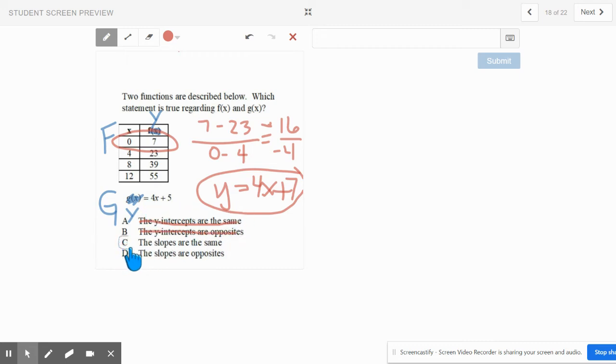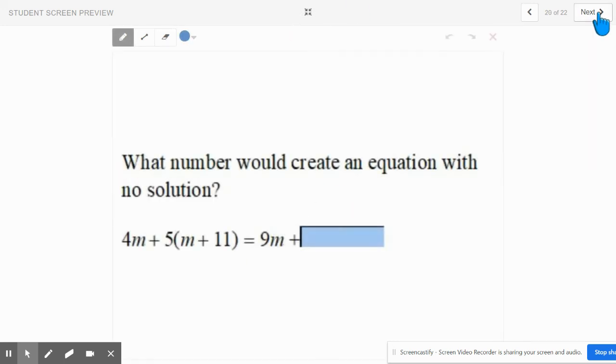Yes. And I would keep reading just to make sure. Are the slopes opposite? Obviously not. Okay. So do the best you can on these. I know they're a little challenging, but they're good questions. We already did one like that.